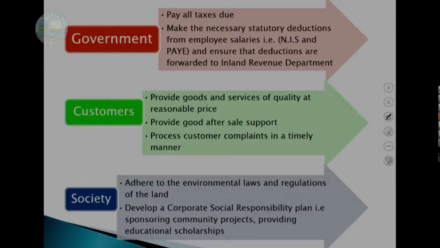Also, in case anything should happen to a worker on the job, NIS is paid adequately so that there are no issues or problems if the worker is to go to NIS to claim if they are injured. All right.